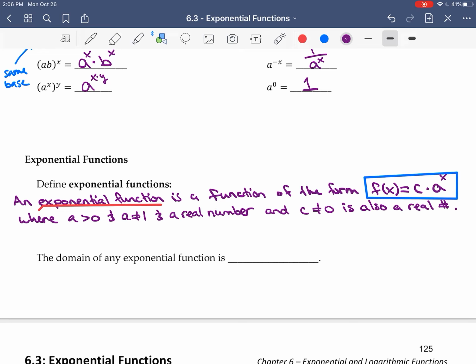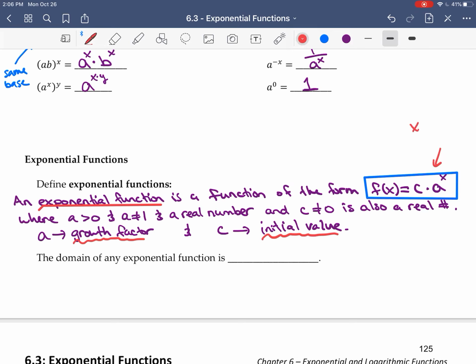Okay, now a is known as the growth factor, and c is known as the initial value. Okay, so that's some other terminology. But they all have the form c, a constant, times a to the power x. So the important thing to note here is that x is in the exponent.